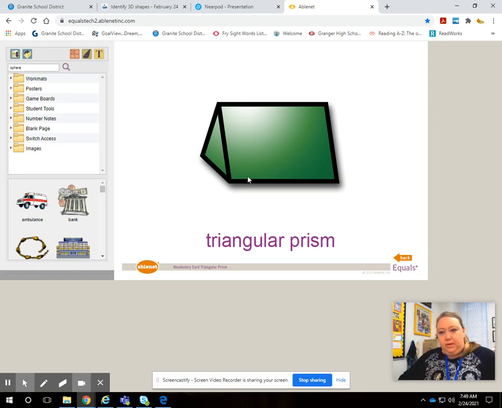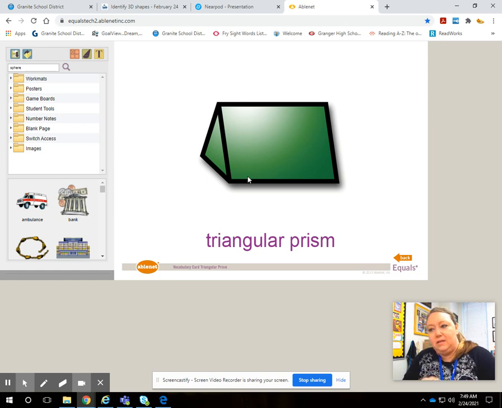Another example of a triangular prism would be the roof of a house. The roof of a house is a triangular prism because it has a triangle on that front side, and then it's a triangle in the back as well. So a triangular prism would be a roof. One more example would be a tent.